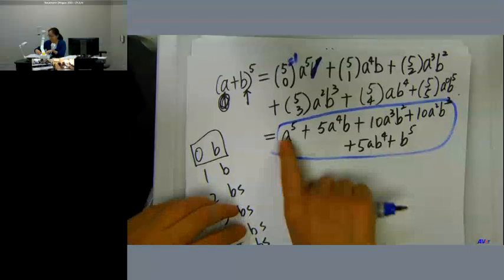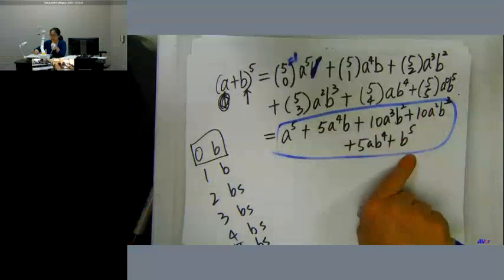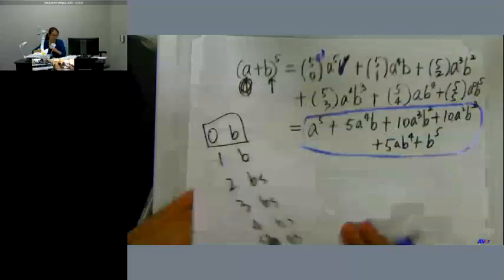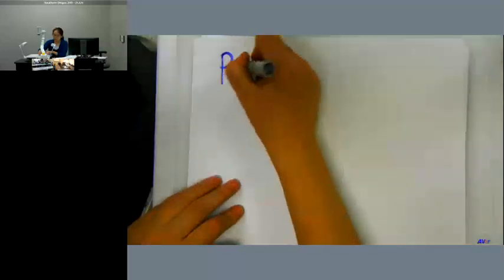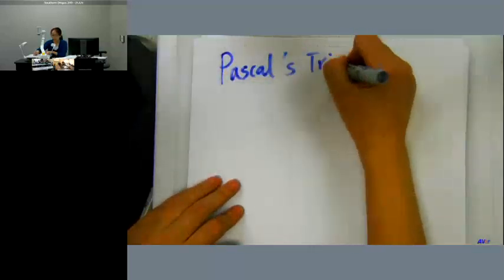Wait, you mean 1, 5, 10, 10, 5, 1? Yes. What about them? Oh, you mean like kind of like symmetric? Yes. There is Pascal's triangle. I don't know if anybody has heard of that.